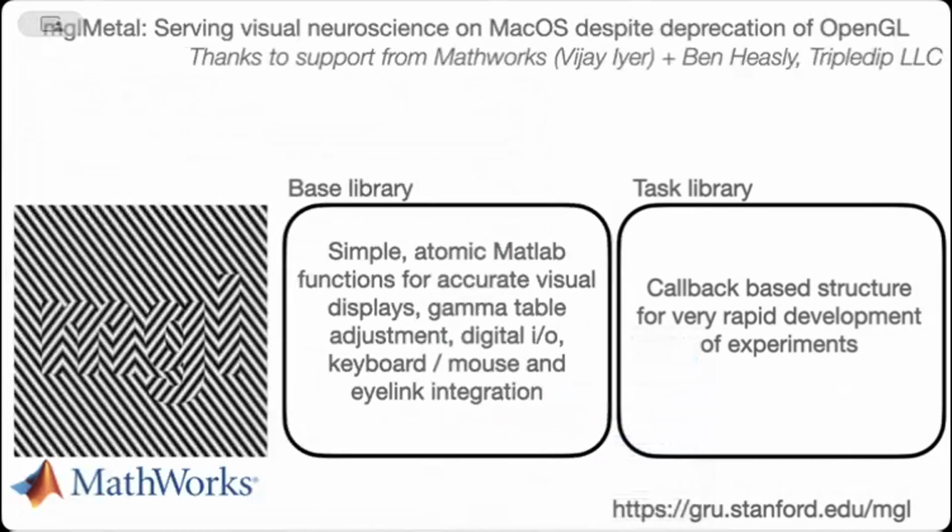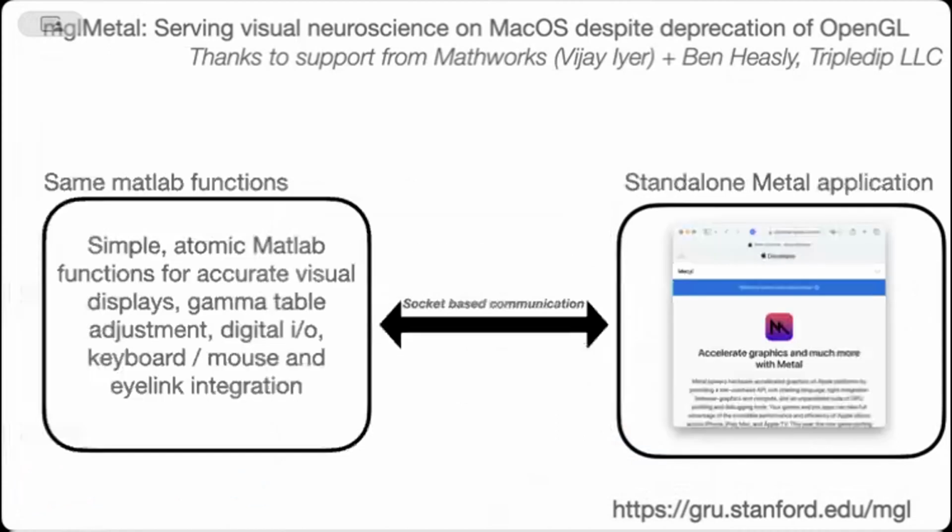A few years ago, some of you may know, Apple decided to deprecate OpenGL, which is the standard for doing graphics that Psych Toolbox, MGL, and others have been using, in favor of a library called Metal. And Metal is Apple's version of a low-level graphics programming language. We decided that we would try and see what we could do with that. And so we built a new version of MGL, which uses the same functions. So from the MATLAB point of view, nothing has changed. But underneath, we connect to an application that we built and developed that's based on Metal.